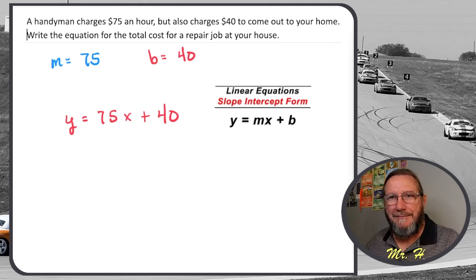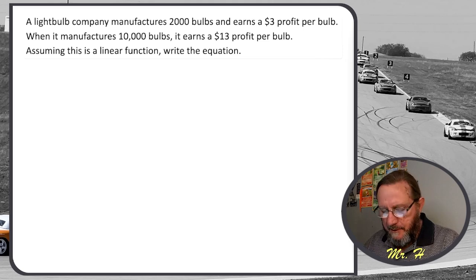Hopefully you did well. Let's check out the next problem. Read through it with me. A light bulb company manufactures 2,000 bulbs and earns a $3 profit per bulb. When it manufactures 10,000 bulbs, it earns a $13 profit per bulb. Assuming that this is a linear function, let's write the equation.